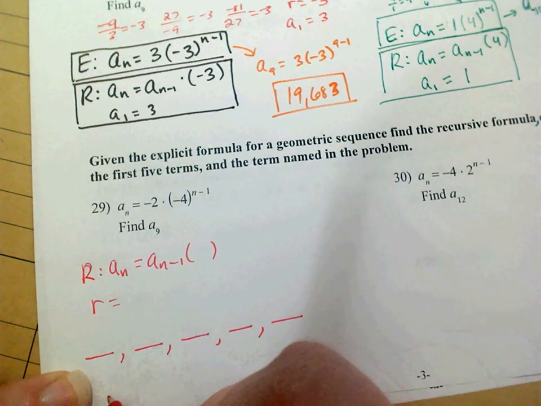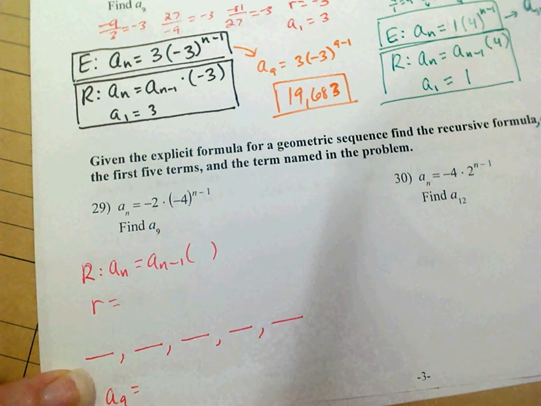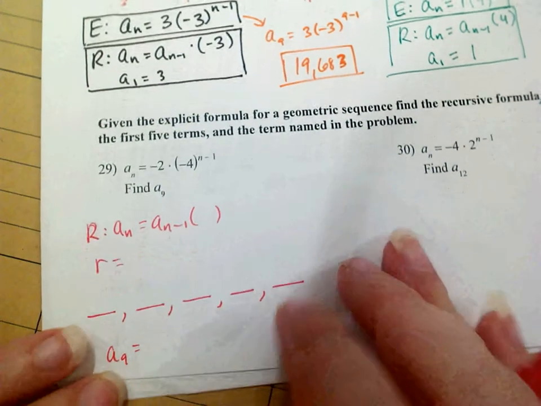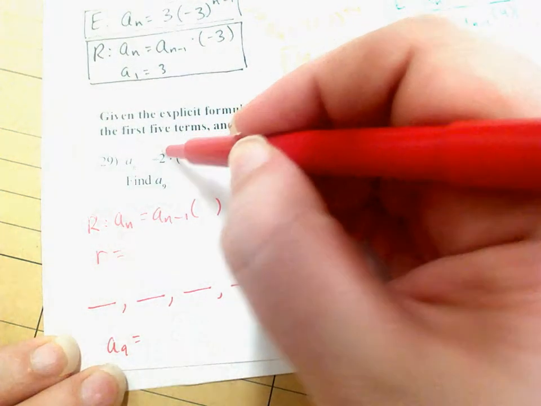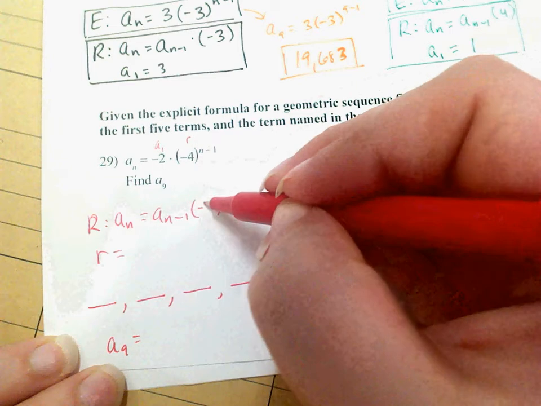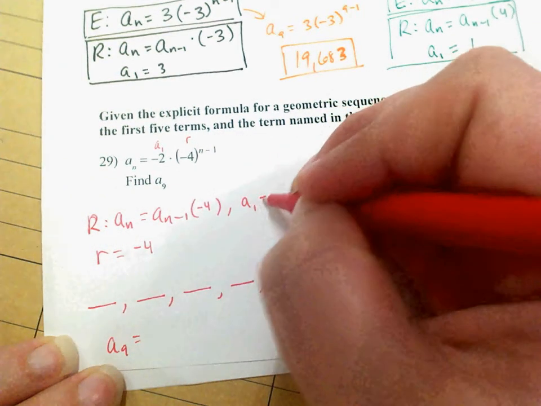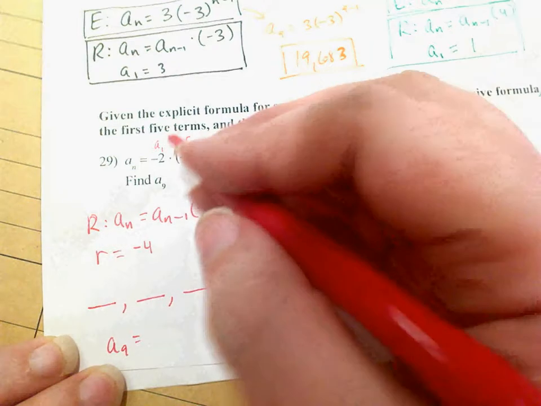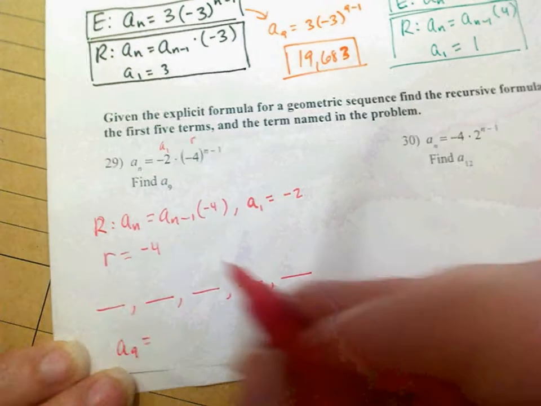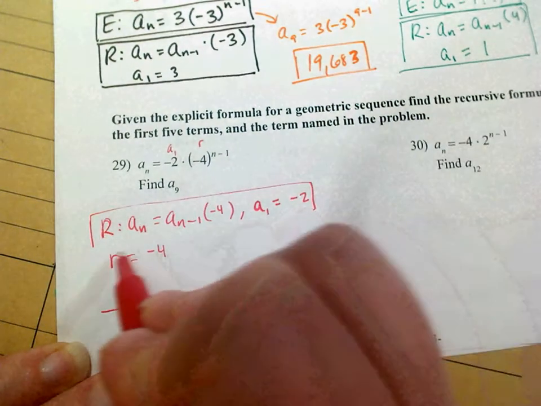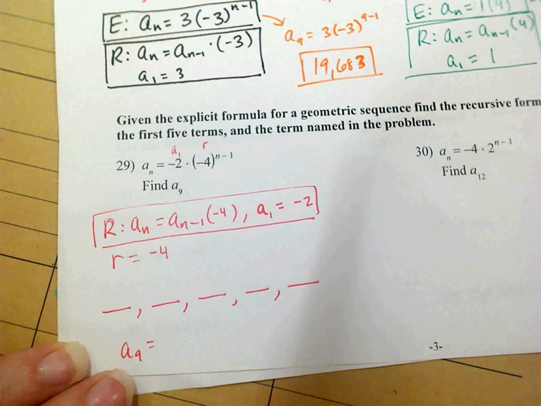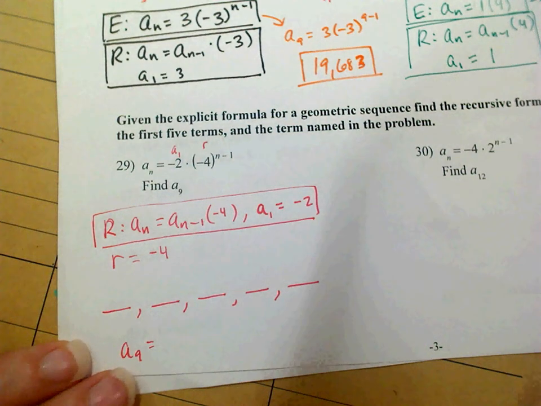So if you remember in the explicit formula, this is a sub 1 and this is r, so I know that my common ratio is negative 4. I also need a sub 1 in my recursive formula, so a sub 1 equals negative 2. So that is my recursive formula: a sub n equals a sub n minus 1 times negative 4, with a sub 1 equaling negative 2. My common ratio is negative 4.